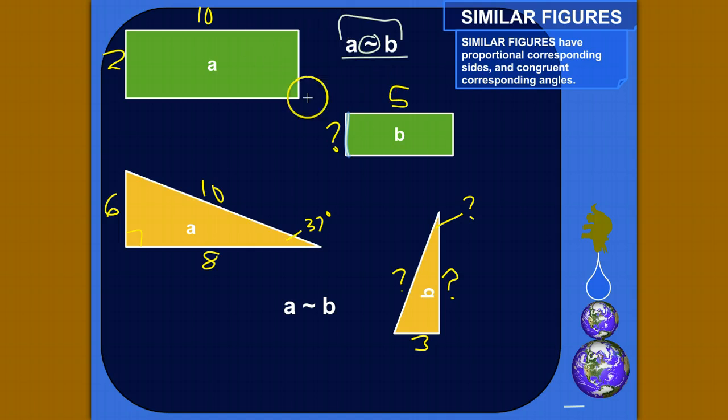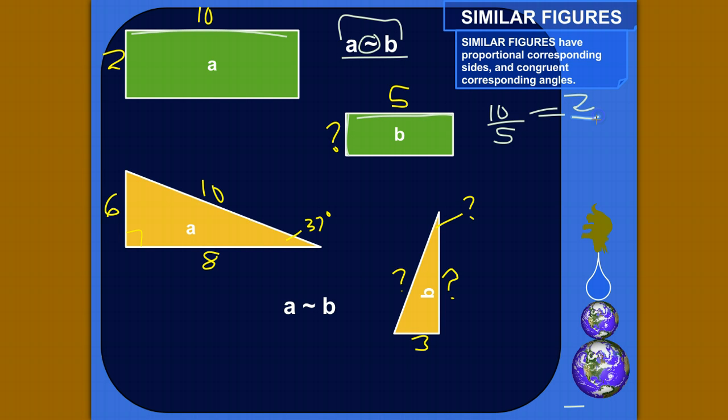Two similar figures have proportional corresponding sides and congruent corresponding angles. So what that means is, if you take corresponding sides, for example, this side corresponds to this side on these rectangles. Because if you were to overlap them and line them up, this side is in the same position as this side. So the ratio of this side to this side has to be equivalent to the ratio of this corresponding side to this corresponding side, because that's what makes them similar.